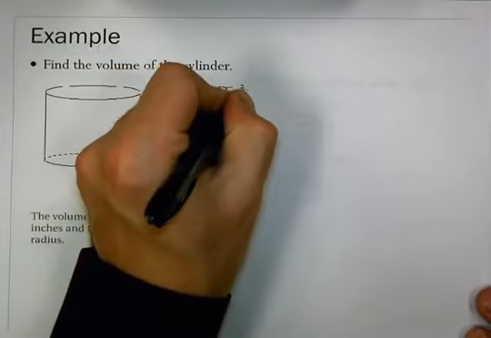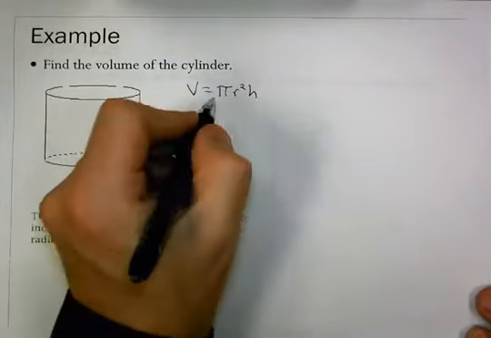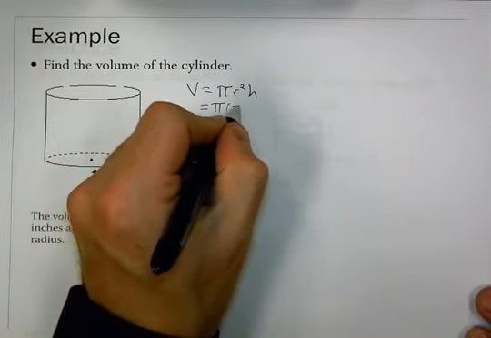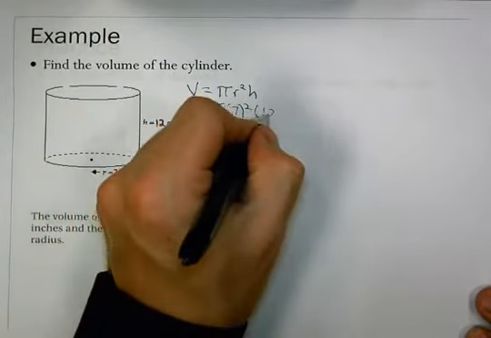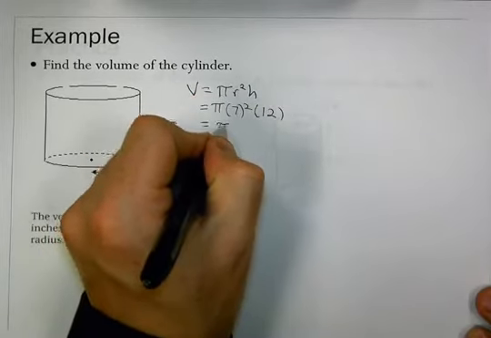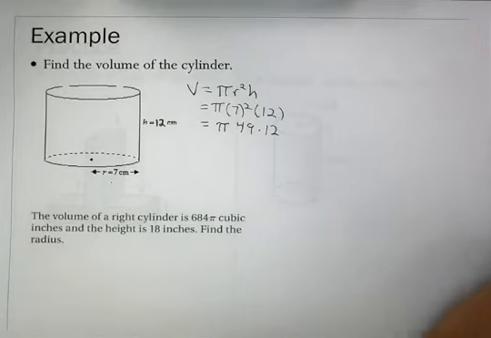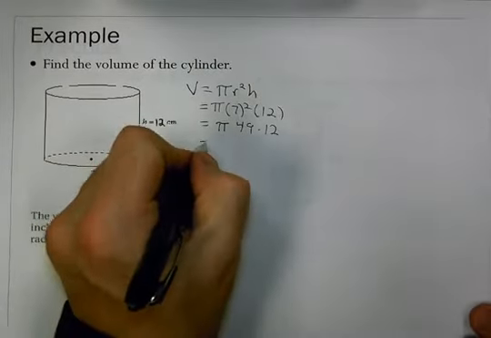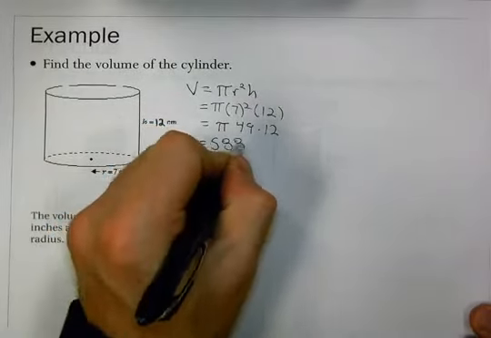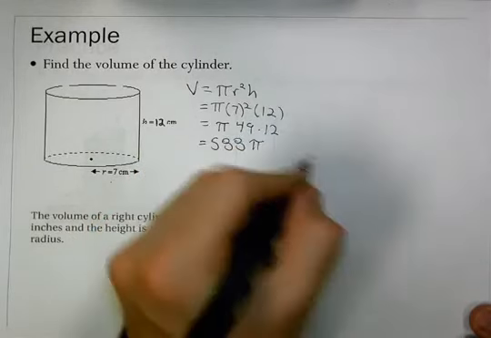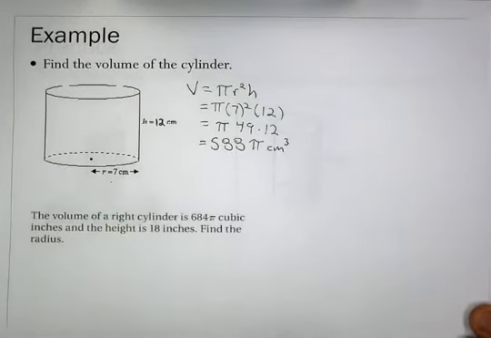So an example, let's write our formula out first. It's pi r squared times height. Our radius is 7. Our height is 12. We plug that in and we get 49 times 12 times pi. 49 times 12 is 588. So we get 588 pi centimeters cubed.